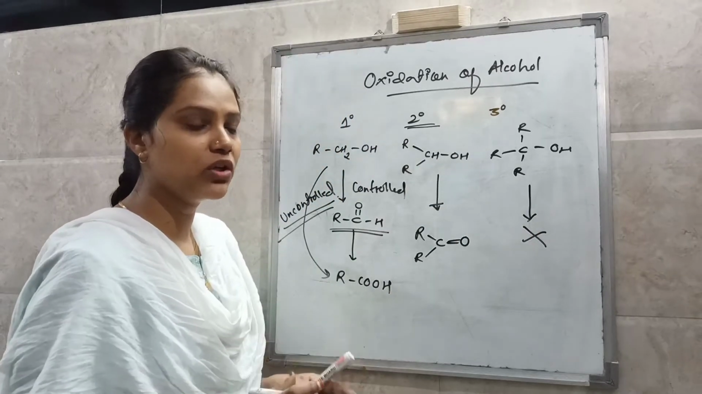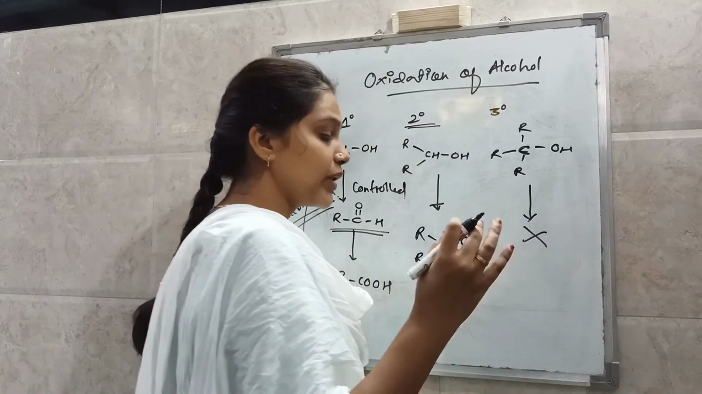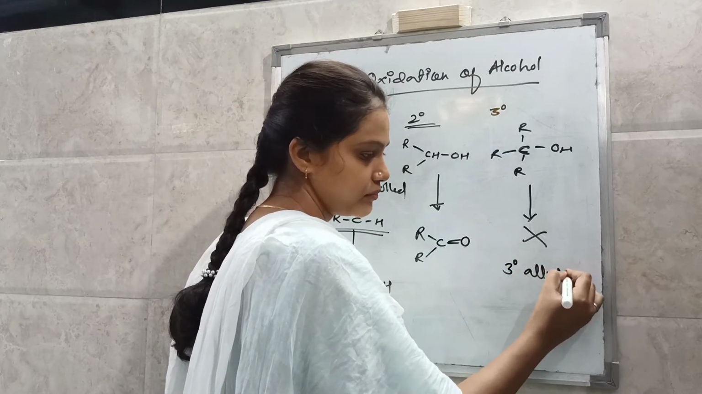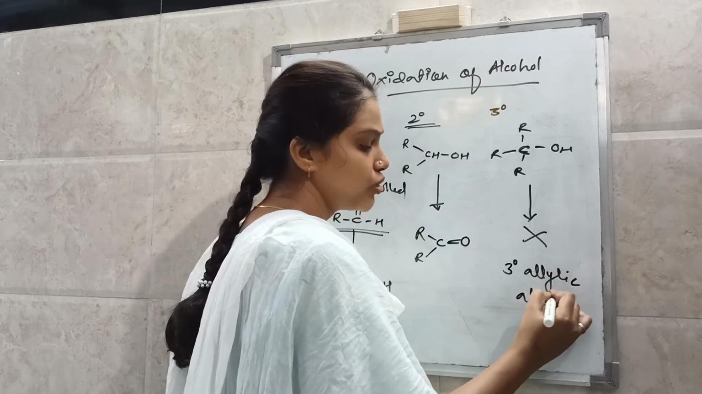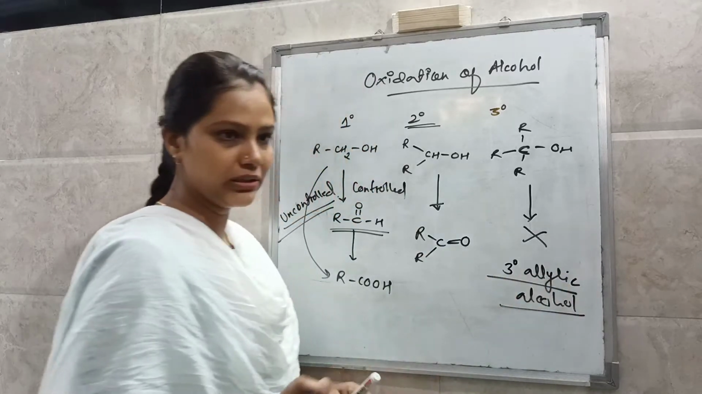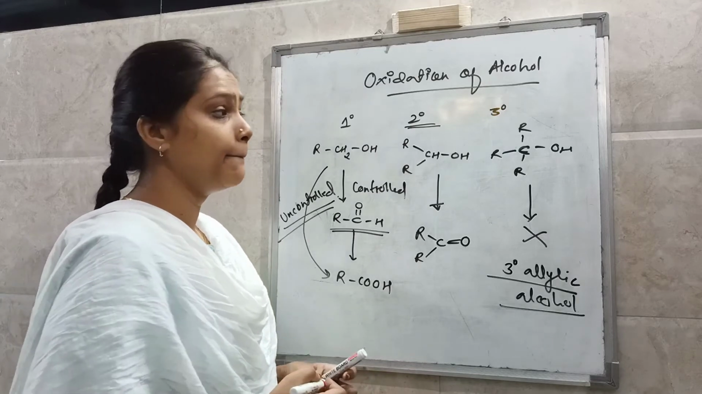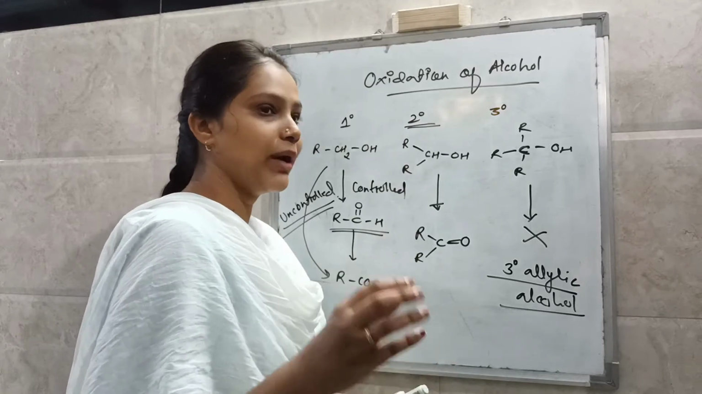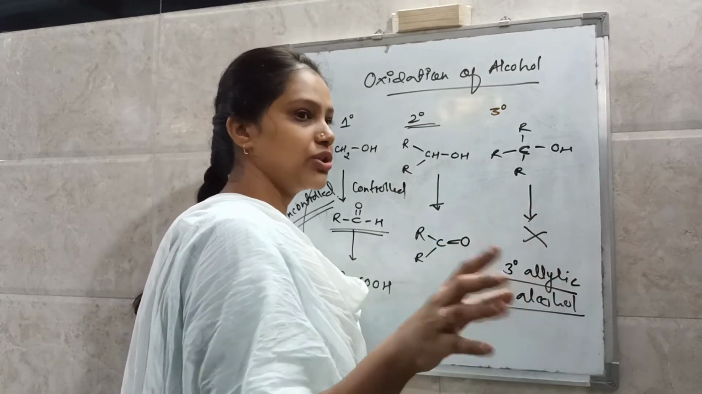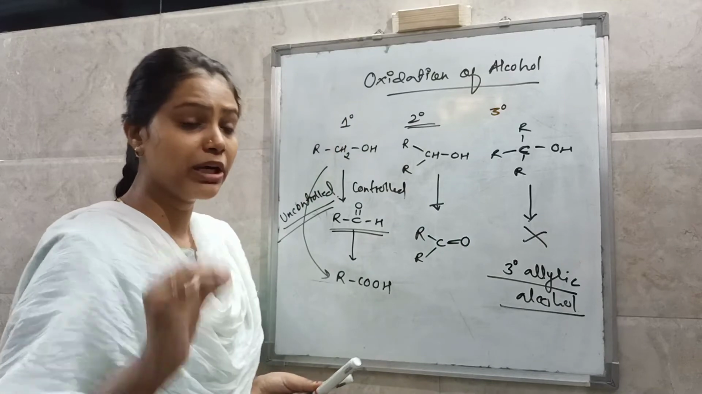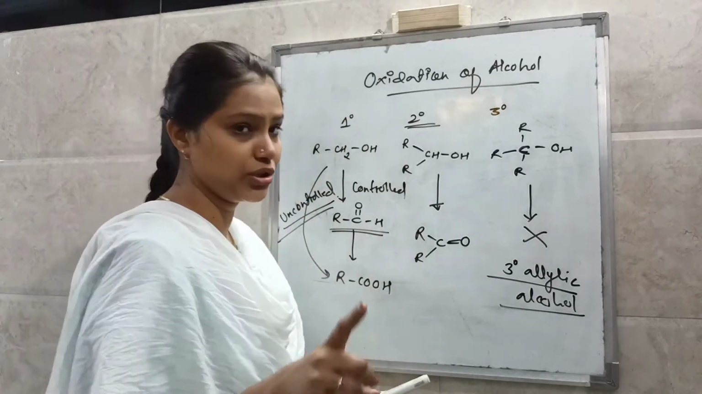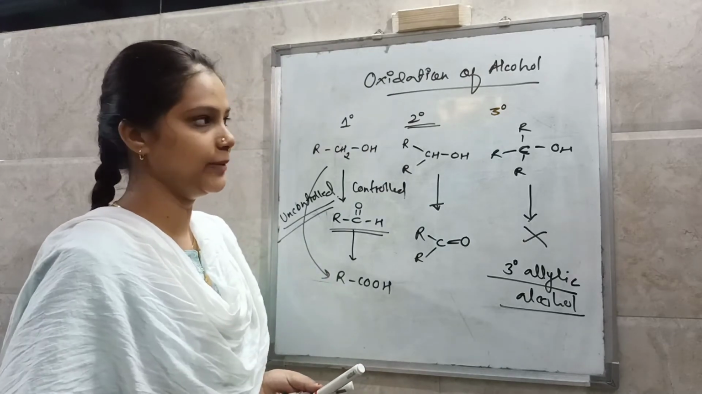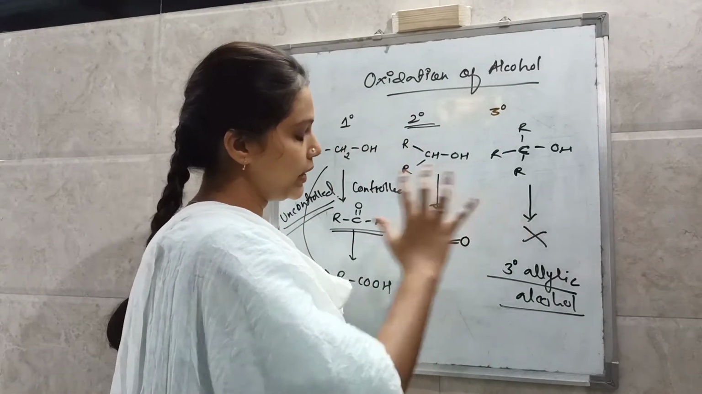Tertiary alcohol will not oxidize, but if your alcohol is a 3-degree allylic alcohol, this can be oxidized by using PCC, that is pyridinium chlorochromate, but that we will learn when we start the PCC part. Normally, by using other reagents the normal tertiary alcohol will not oxidize, but if our alcohol is an allylic tertiary alcohol, then it can be oxidized by using PCC. So this is the type of alcohol and your product.